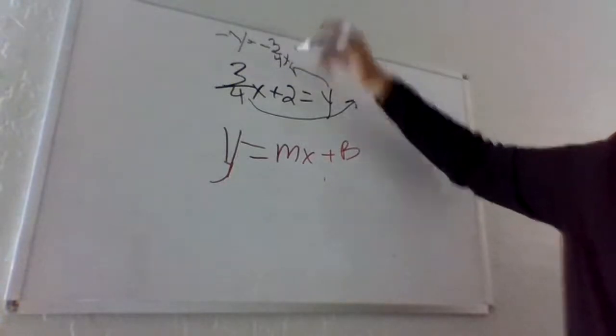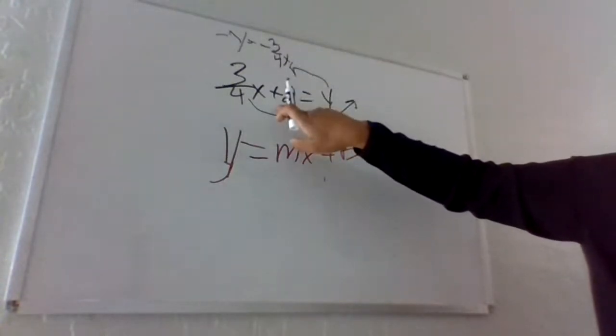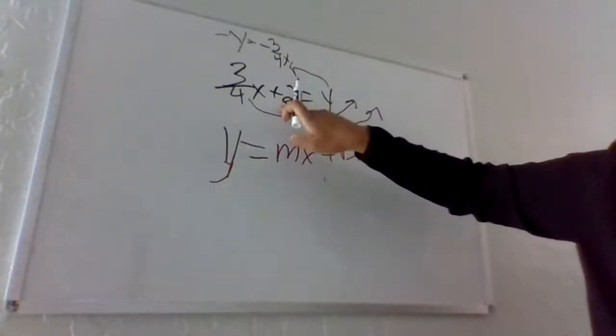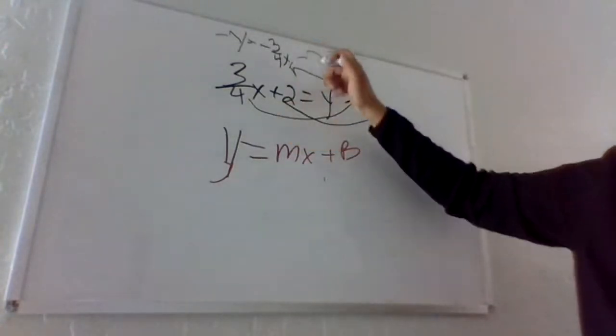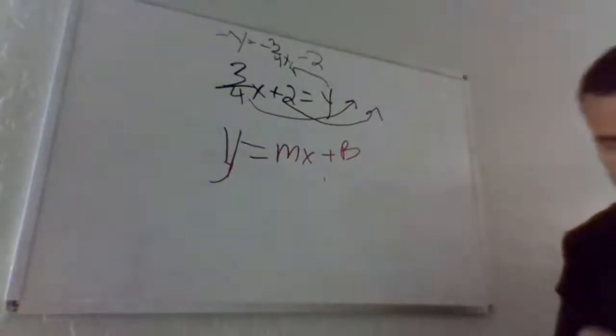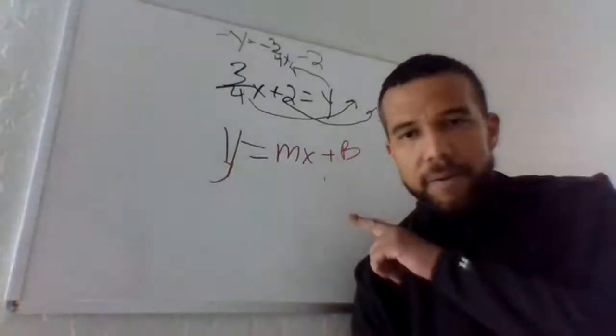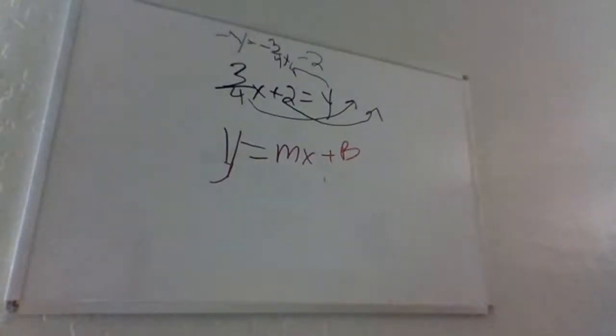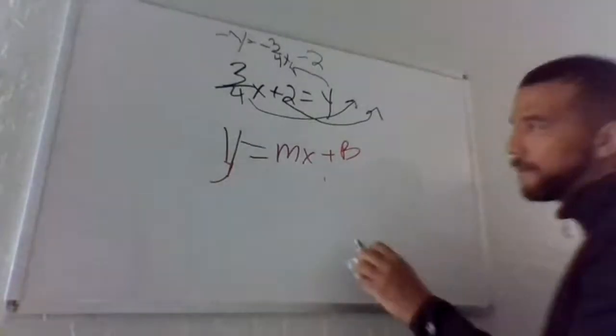3/4x. The 2 is also on the wrong side of the equal sign. It's going to cross over. Because it's positive, it's going to become a negative. Questions so far for where we are right now? No. Okay. All right.